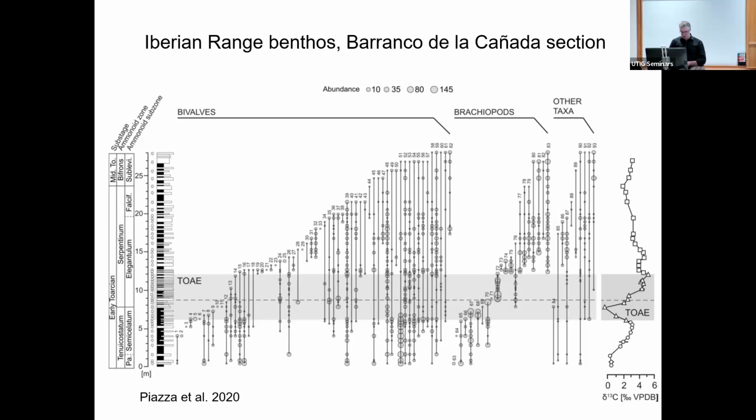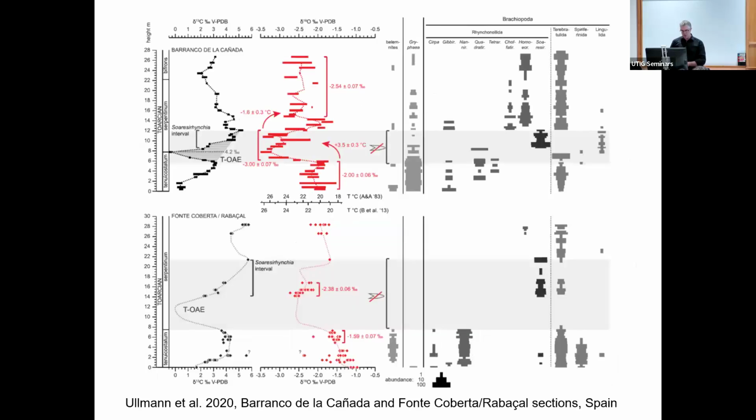So this study is particularly interesting because they actually looked at the oxygen isotope signatures in brachiopods associated with this period of time. And this is this chart here, and this is the graph which is particularly useful to look at. So this is tenuocostatum zone, that's the serpentinum zone, and you'll see that there is a big shift in the oxygen isotope values of brachiopod shells, and that equates to about a 3-degree warming in the basin.